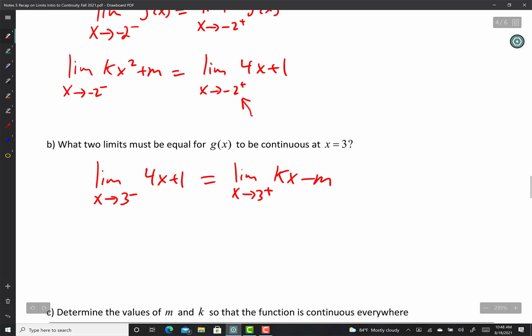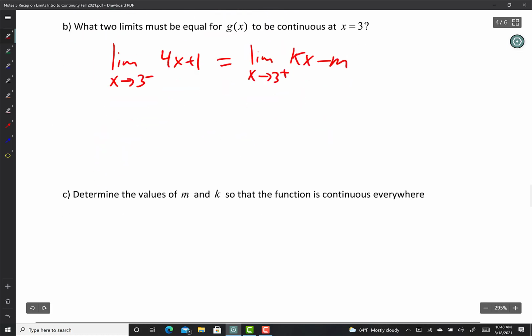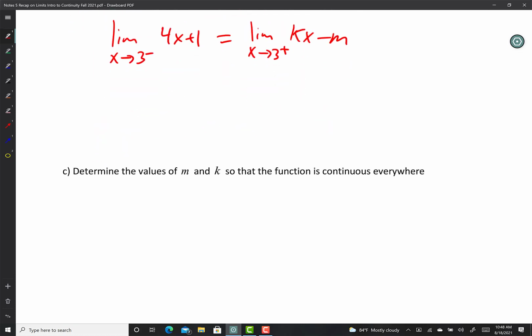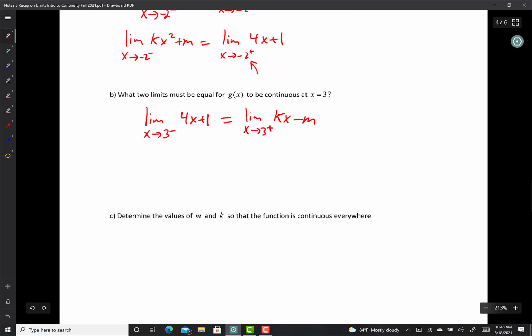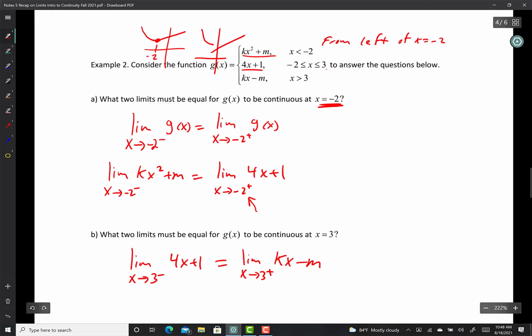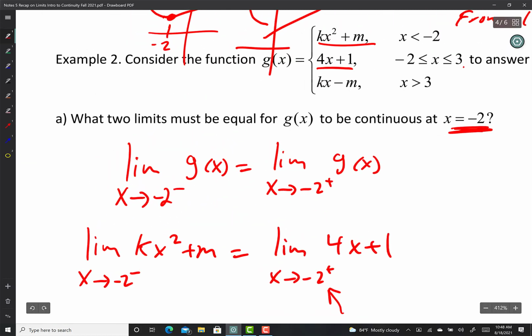All right, so now let's see what it says. Determine the values of m and k so that the function is continuous everywhere. All right, let's start. So I'm looking at the first one. So these two must equal each other at negative 2.